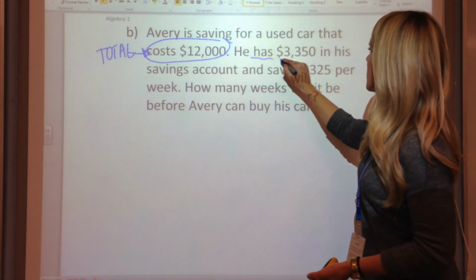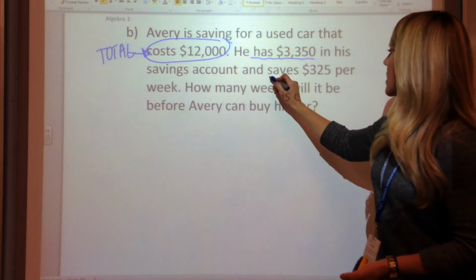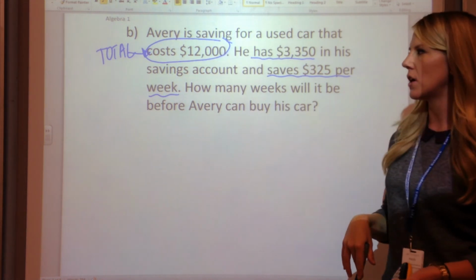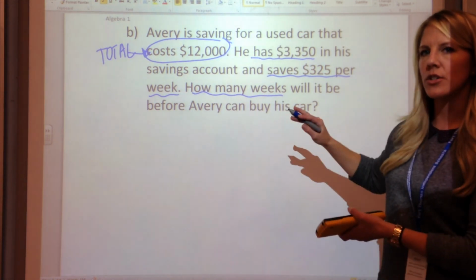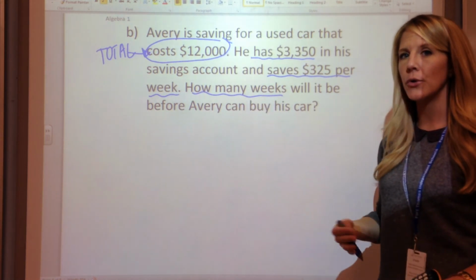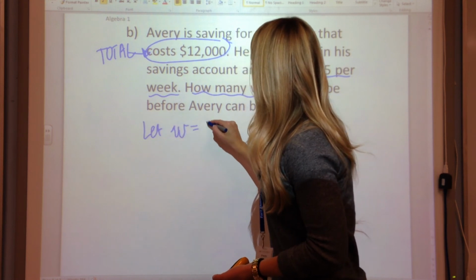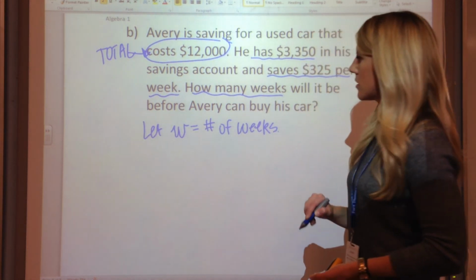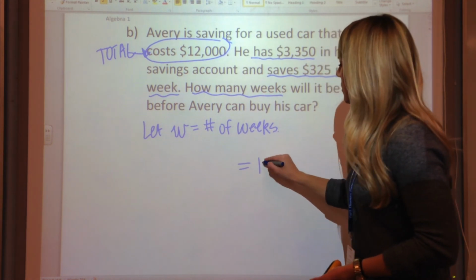He has $3,350, so that's a set amount no matter what. Saves $325 per week, so every week he's saving another $325. How many weeks will it be before Avery can buy his car? That question usually tells us what our variable is going to be. We are looking for how many weeks. Because that is the unknown, we don't know, that's my variable. So we can say, let W equal the number of weeks. So now, we know the total is 12,000, so the total equals.